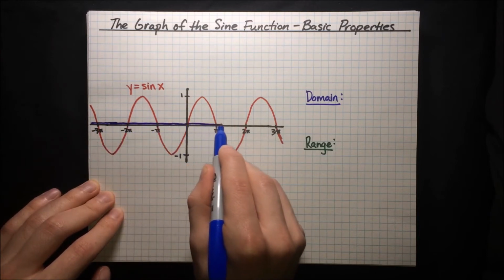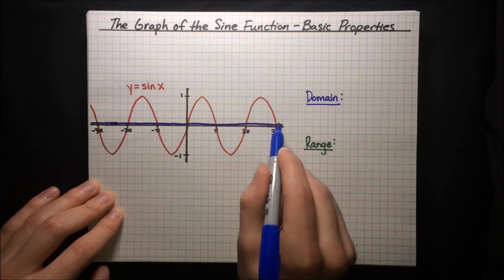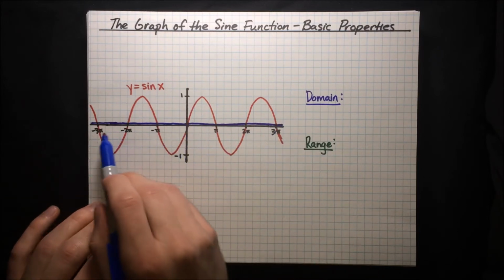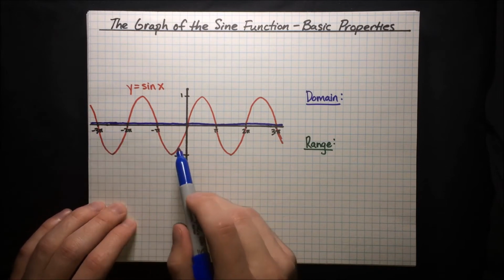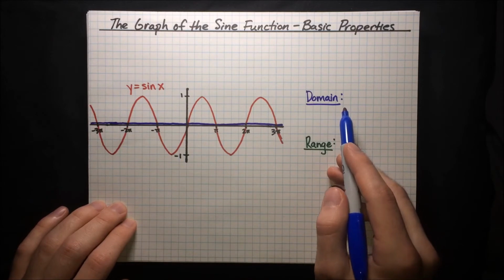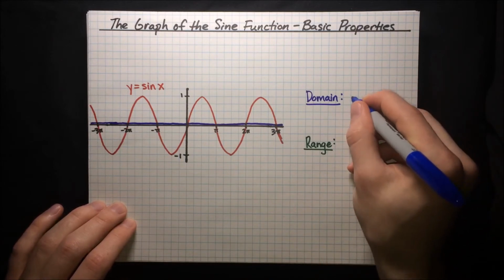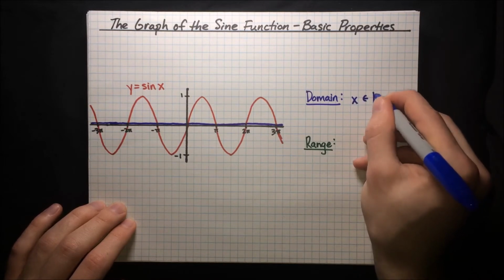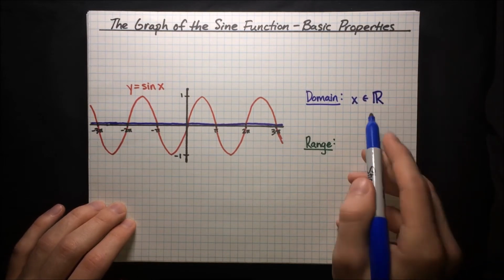Well, it covers the full x-axis. It goes on infinitely long in the positive direction, and it goes on infinitely long in the negative direction. So it really just covers all the x. It covers all real numbers, and we can write that by writing that the domain is x is in the real numbers. X is in the set of real numbers.